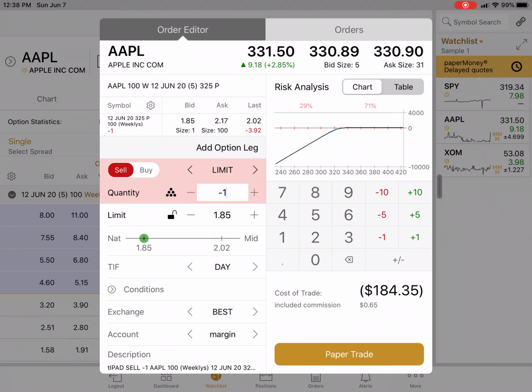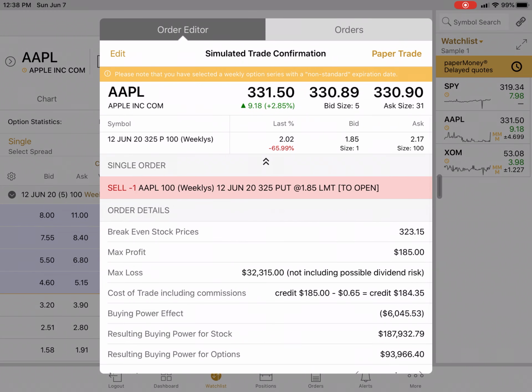So all looks great. I tap on paper trade. Notice the highlighted pinkish section, that's sell, -1 Apple, 100 weeklies, June 12th, the strike price of 325, put option, we're trying to sell it at 185 at a limit price, and notice it says it's to open. That's the signal that you're actually writing it for the first time.